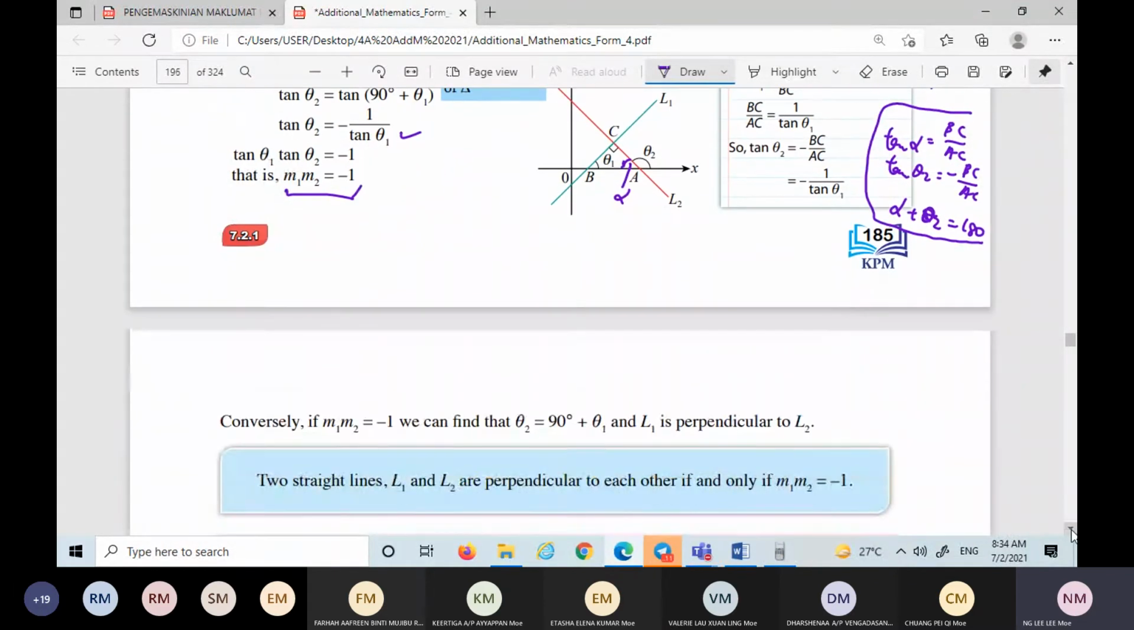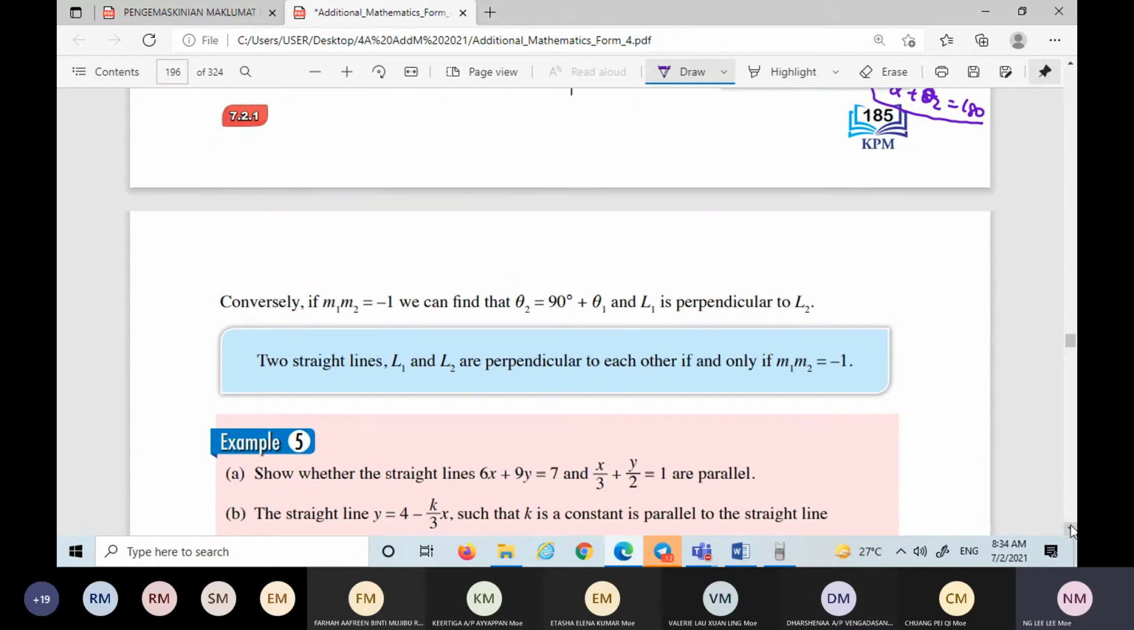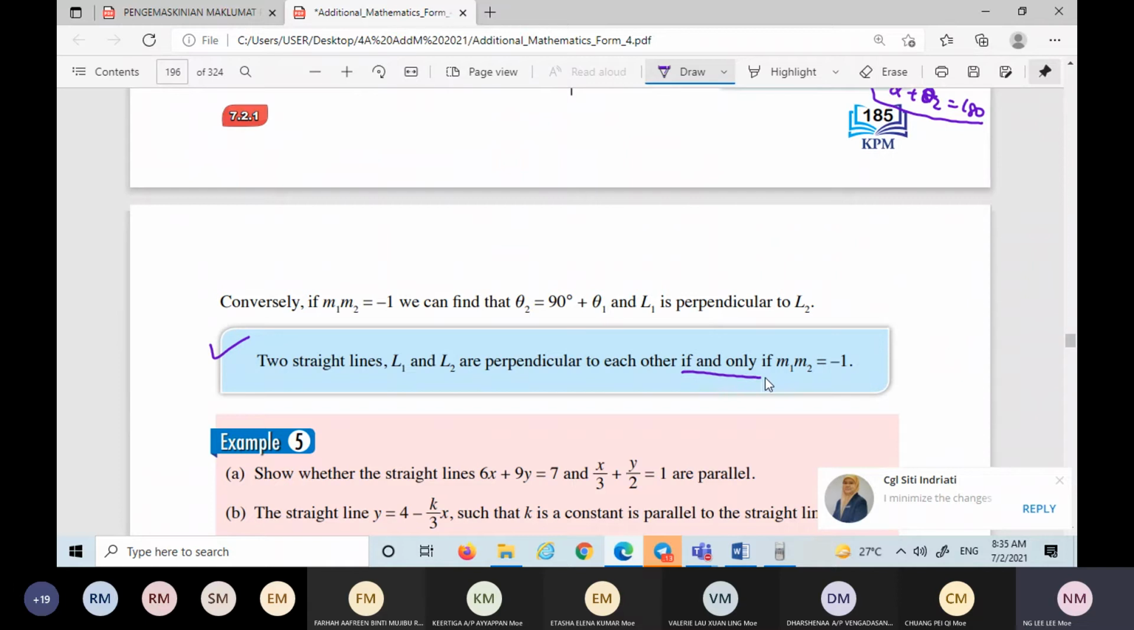So all the proofs I need to go through with you, even though some of you will feel this is tough, but I still need to go through with you, because we are afraid the new syllabus will ask for proofs. So this is the second one that you need to copy now, after the parallel lines just now. Two straight lines L1 and L2 are perpendicular to each other if and only if, again this sentence, so it's two-way, m1 times m2 equals -1.